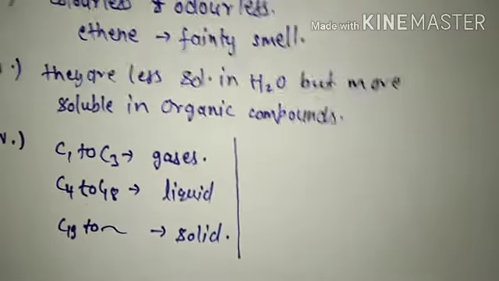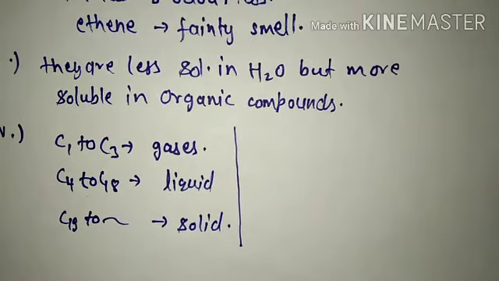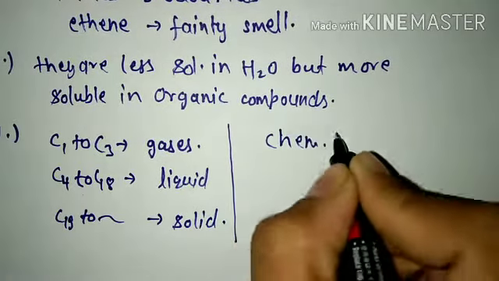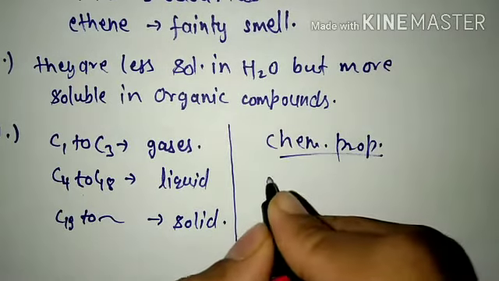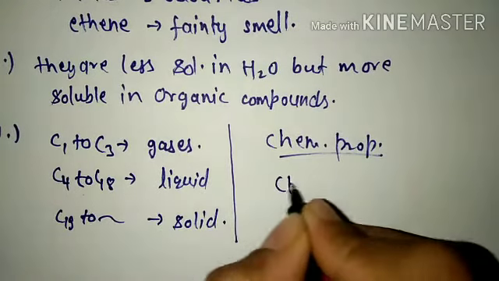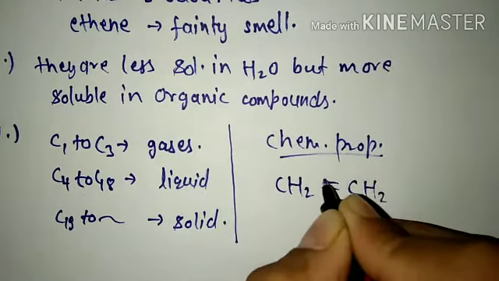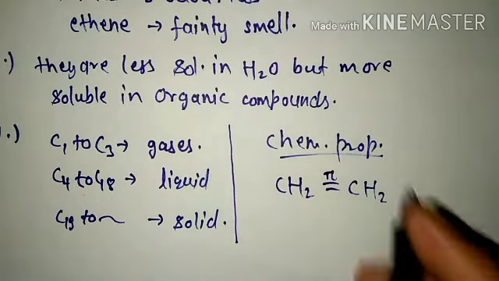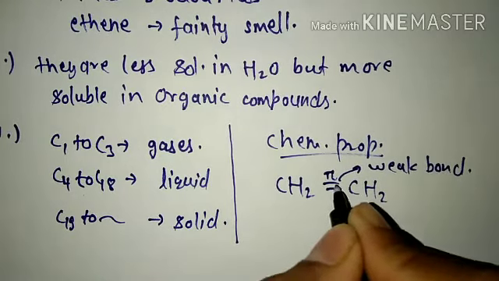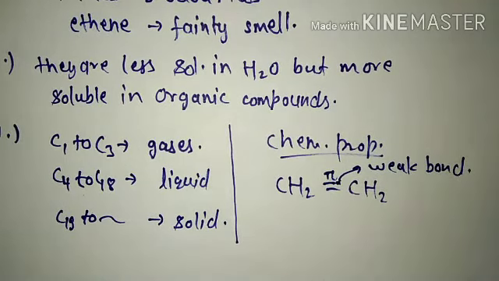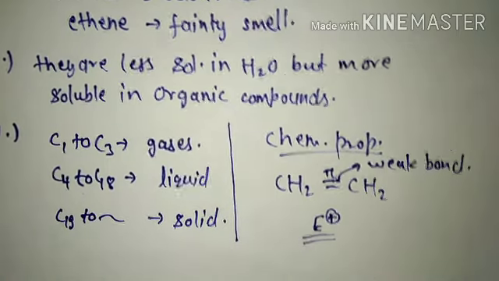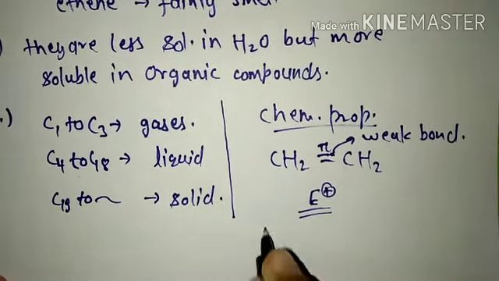Now we have talked about the physical properties of alkenes. Now the chemical properties of alkene. The most important property of alkene is they have pi bond. Let's take an example of ethene. This is a pi bond, and it's very weak in nature. Therefore, this bond, that is pi bond, can easily be polarized in presence of an electrophile. Therefore, they show electrophilic addition reactions. So note that point.